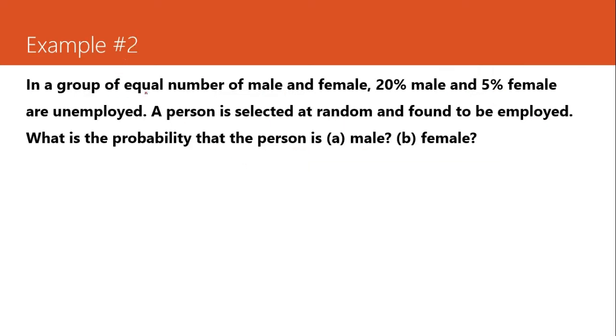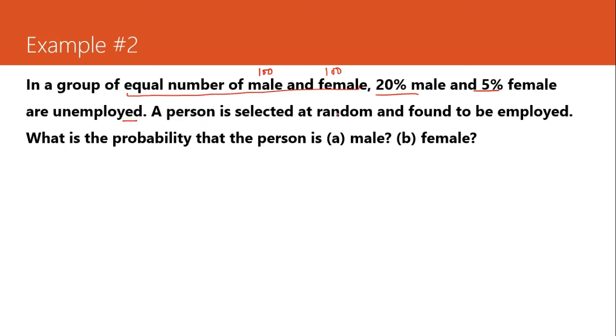Example 2. In a group of equal number of male and female. This sentence is important. Male and female are in equal number. Whenever such a question is given, you can assume male and female as any number. For ease, we assume male as 100 and female as 100. You can also assume 1000 or 50-50. It doesn't make any difference. Okay. 20% male and 5% female are unemployed. This is the data of unemployed. 20% of males are unemployed and 5% of females are unemployed.